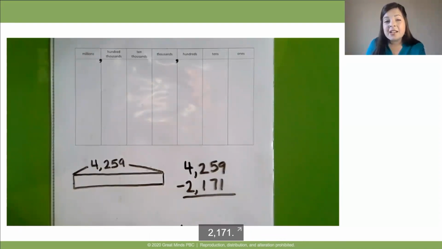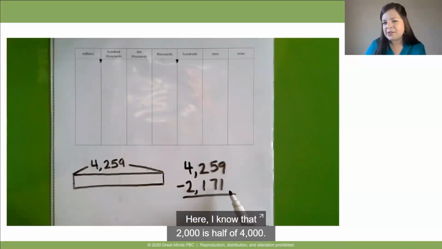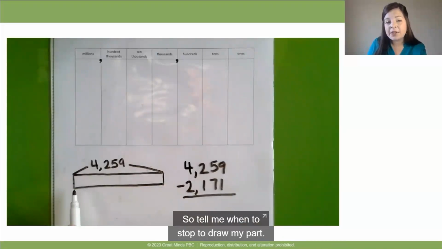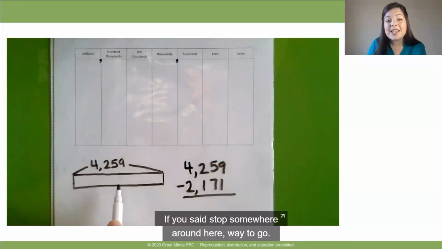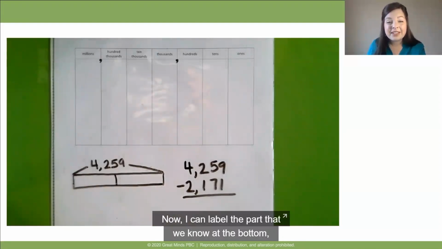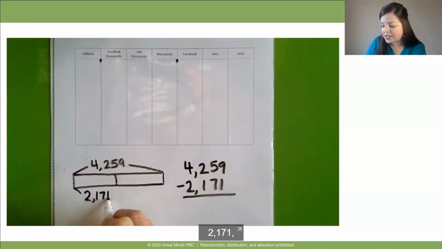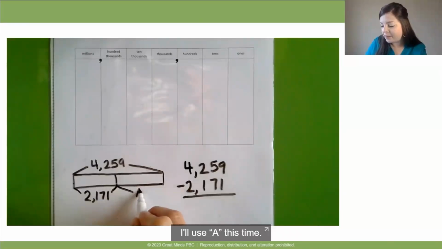I also need to label the part that we know, 2,171. When we think about how big to draw the parts in our tape diagrams, we can use estimation. Here, I know that 2,000 is half of 4,000. So tell me when to stop to draw my part. If you said stop somewhere around here, way to go. Now I can label the part that we know at the bottom, 2,171. And we can label the part that we don't know yet with a variable. I'll use A this time.